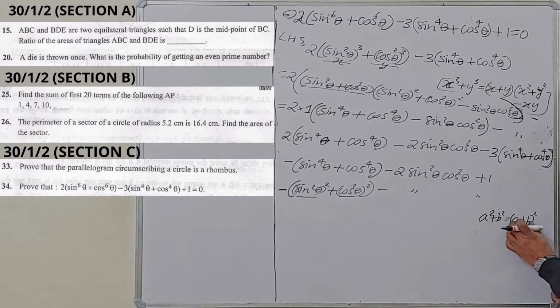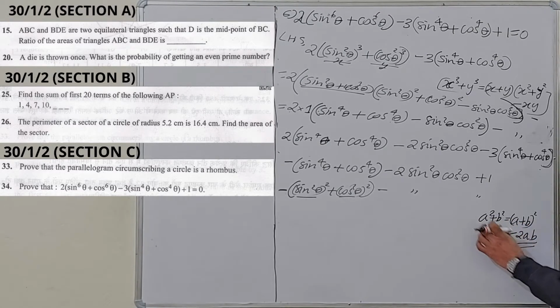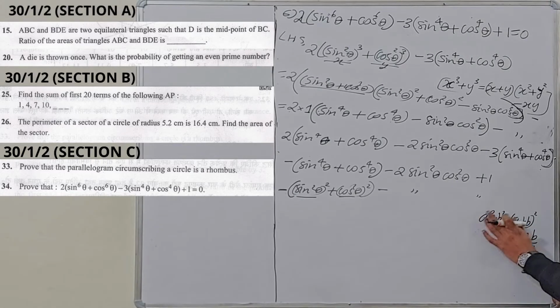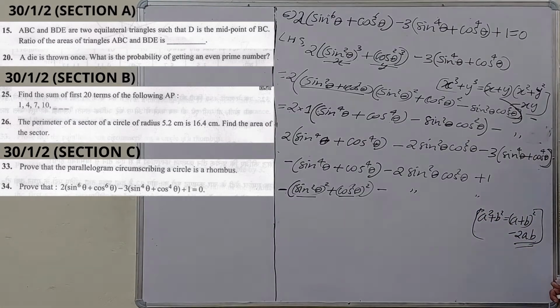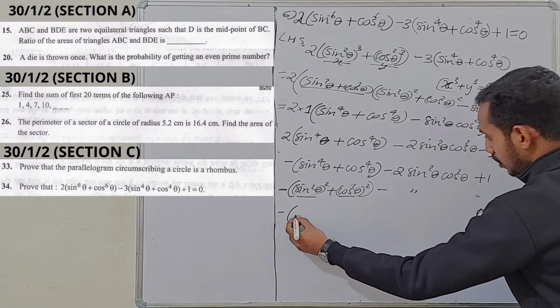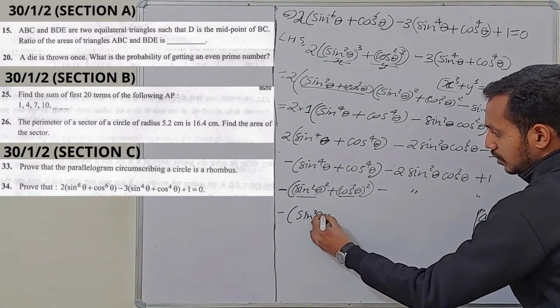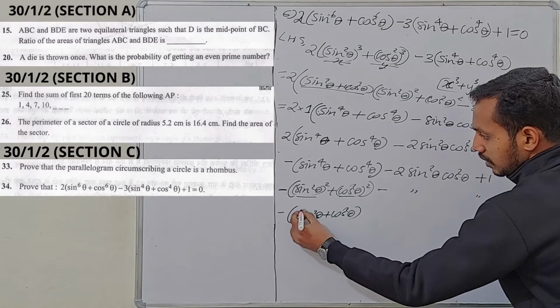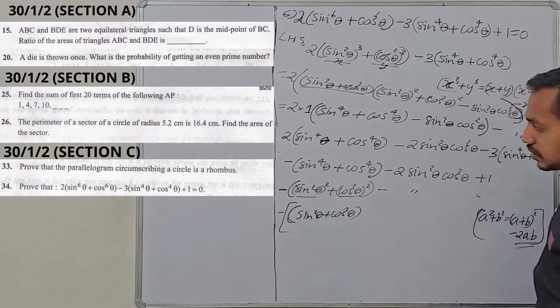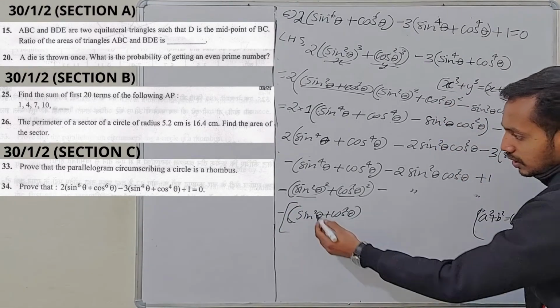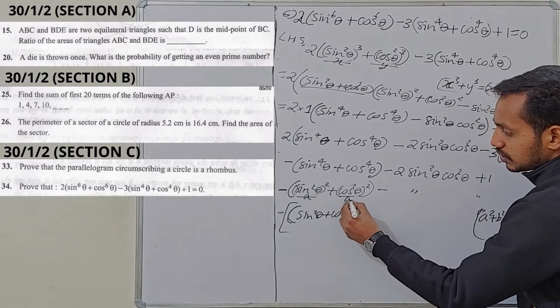Okay, because a plus b whole square is equal to a square plus b square plus 2ab. So we have that a plus b whole square is equal to a square plus b square plus 2ab here. That plus 2ab taken to the other side will be minus 2ab. So we will get it on the LHS. So this is the identity we are going to apply here. Okay, so what we will get here, minus of sine square theta plus cos square theta. Clear? Very important, because this minus is common for all these terms. Okay? So sine square theta is a and cos square theta is b.